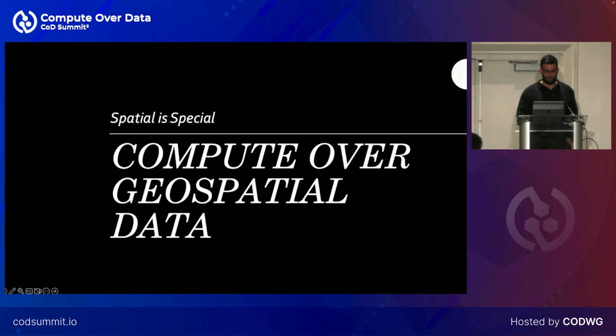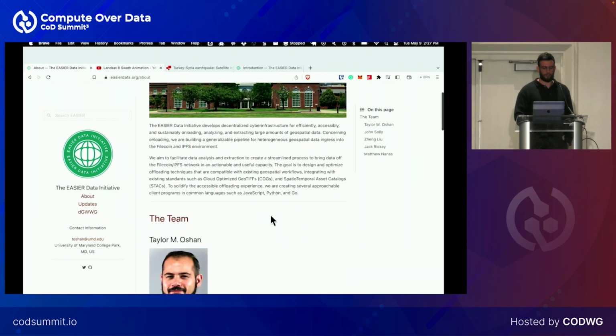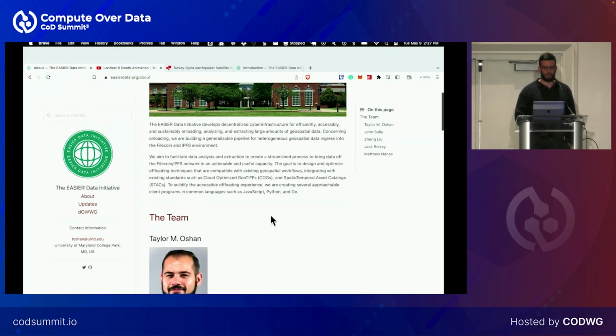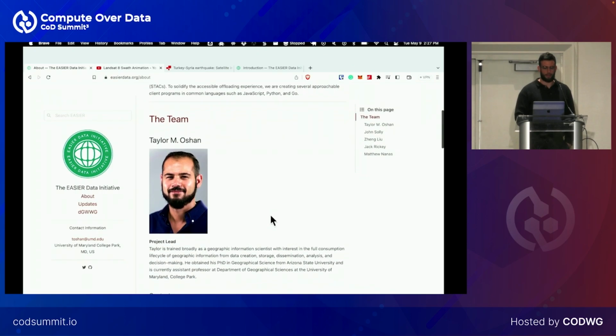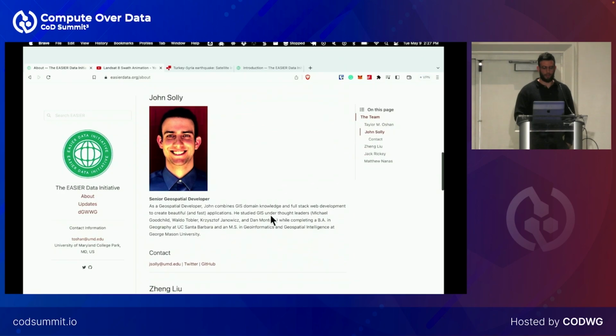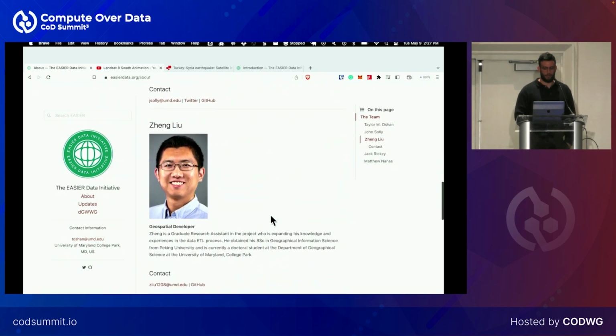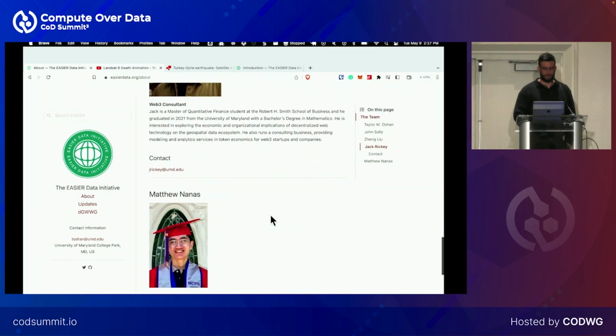With it being so important and being so large, I think it's a perfect use case for compute over data. So I am John Solly, and I work for the Easier Data Initiative, a collaboration between the Filecoin Foundation for the Decentralized Web and the University of Maryland. Our team is headed by Dr. Oshan, and I am the lead developer along with Jung, and we have 2 junior developers with us.